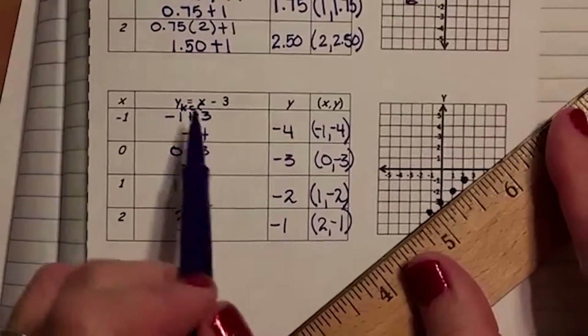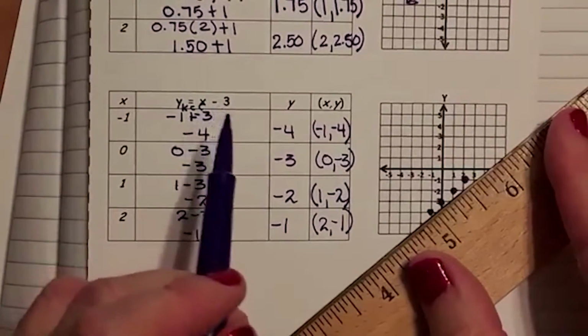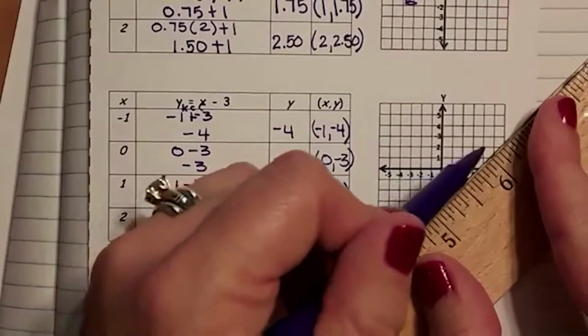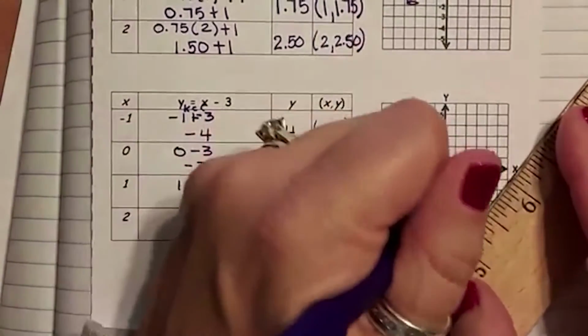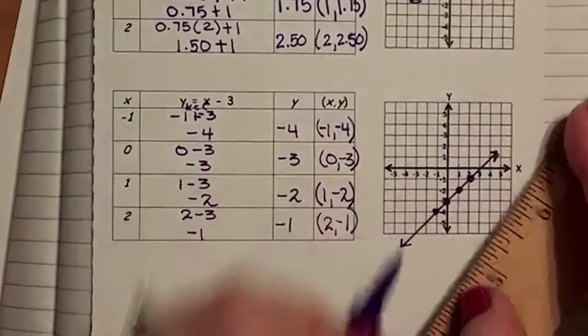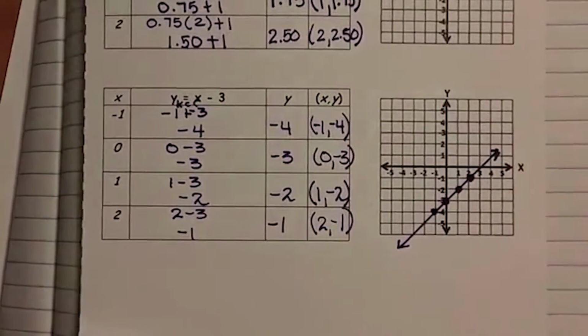Positive slope. I know that because in front of the x there's no negative sign. Connect my points, going past the points, and there you have it. This is how we graph linear equations using a function table.